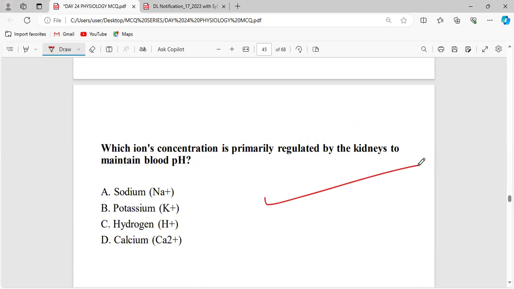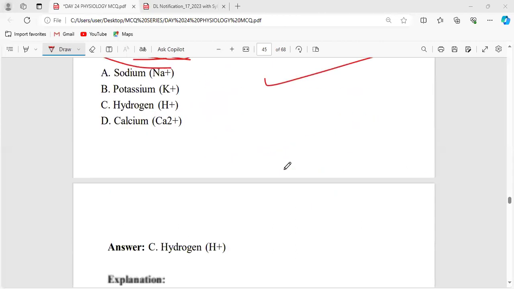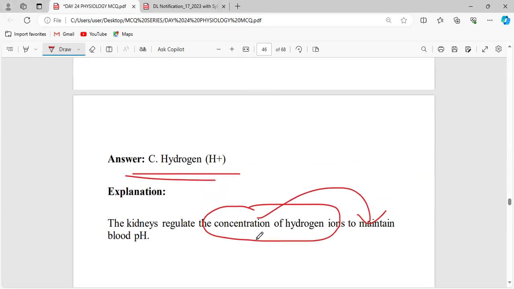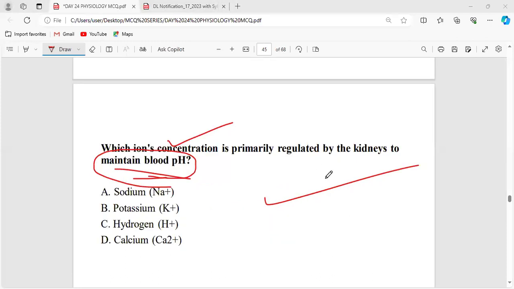Which ion's concentration is primarily regulated by the kidney to maintain blood pH? That will be the hydrogen. See, the concentration of hydrogen ions has to be maintained. See, potassium, there is no point of confusing with that potassium.